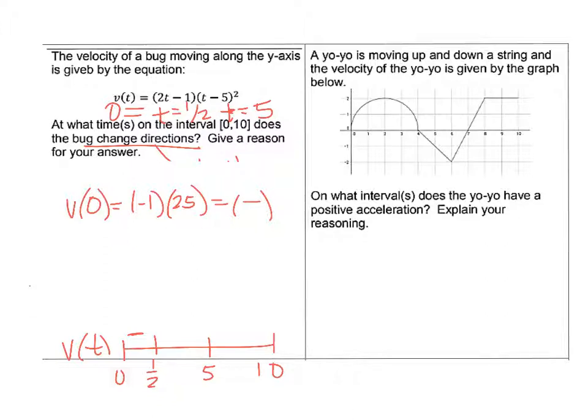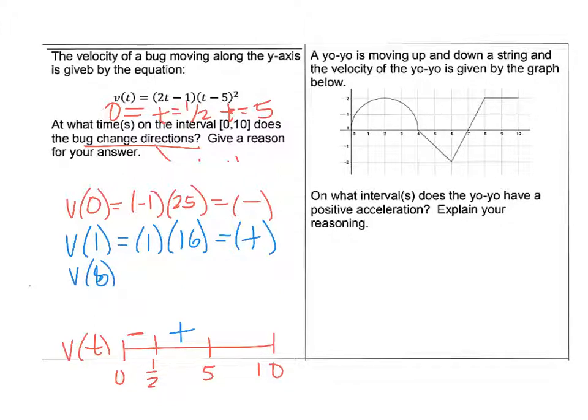So between 1/2 and 5, now I can test v of 1. That's 2 times 1 is 2, minus 1 is 1, and then 1 minus 5 is -4, but it's positive 16 because it's squared, which is going to be a positive number. And between 5 and 10, maybe I'll test 6. So 2 times 6 is 12, minus 1, that's a positive 11, times 6 minus 5, that's a positive 1. That's going to be a positive number. So when is the only time that it changed sign? It changed sign at 1/2, which means the bug changes direction at time equals 1/2.